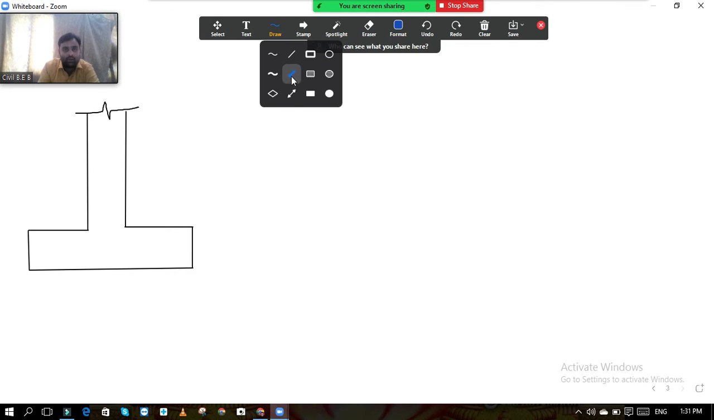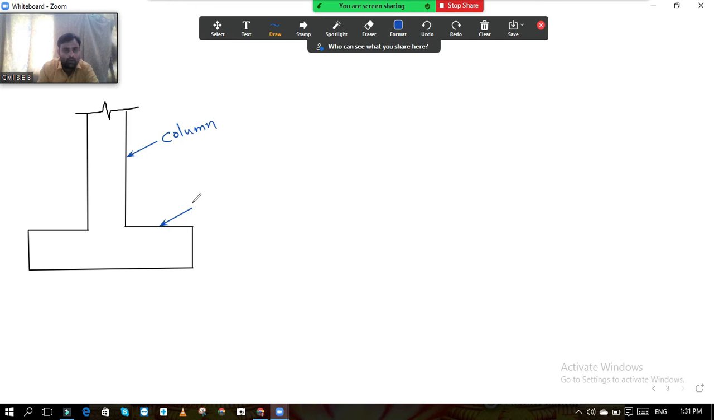So here you can see this is your column and this is the footing. This footing may be rectangular or may be square. If it is square, then it is called a square isolated footing, and if it is rectangular, then it is called a rectangular isolated footing. The concept is that for a single column, a single separate footing is provided. That is nothing but the isolated footing.